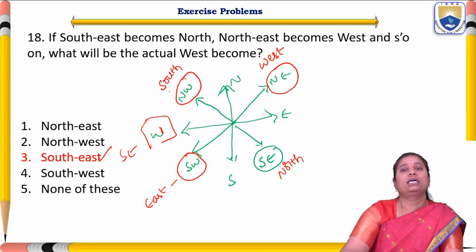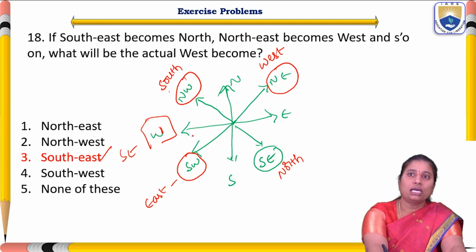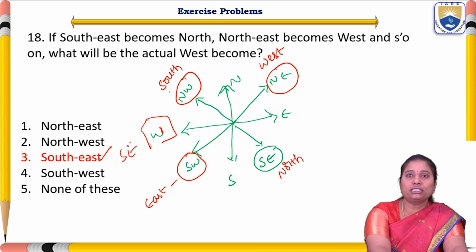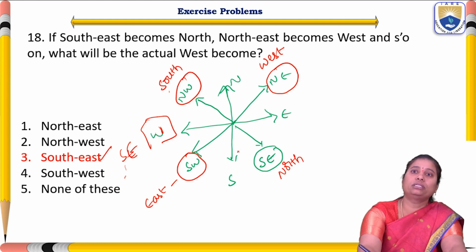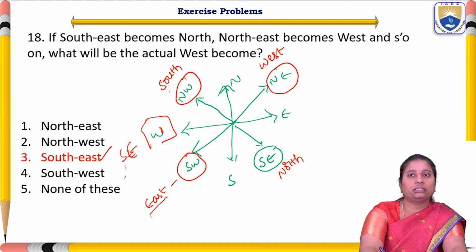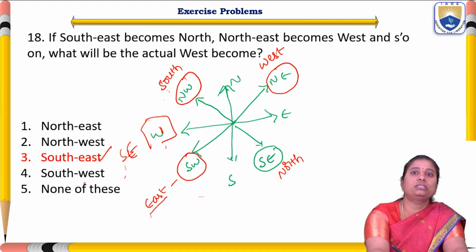So in the question, actuals means the green marks which I have mentioned are the actuals, and the new ones are all the red marks. So if the question is about actual ones, then we have to answer in that way only. If they have asked you the opposite ones, what will the southwest become? East is the answer, and what will the northwest become? South. But the question is, what will the actual west become? The actual west will become between south and east, which means the answer is southeast.